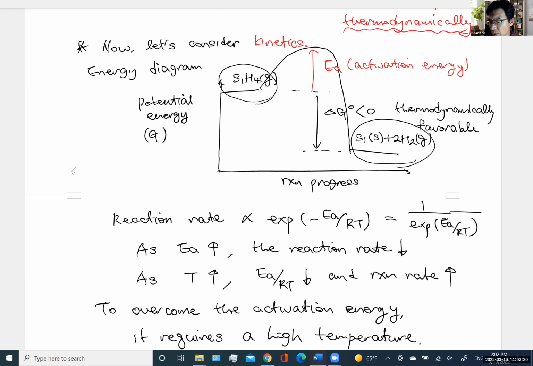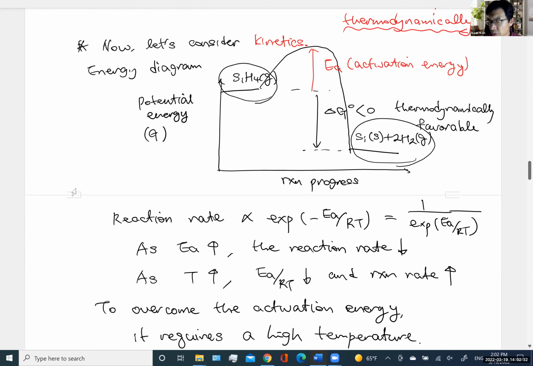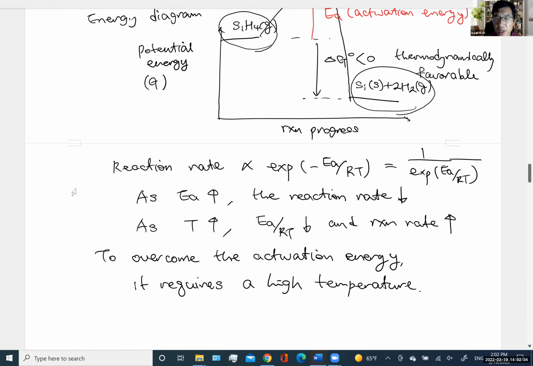So our conclusion is this: we need to overcome the activation energy. We are looking at the kinetic term. When you only consider the thermodynamic term, it is favorable. But when you look at the kinetic term, to overcome this activation energy and make the reaction occur fast enough for us humans, it requires high temperature. That's the meaning of this.